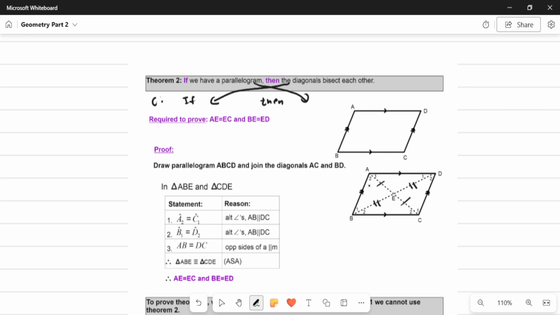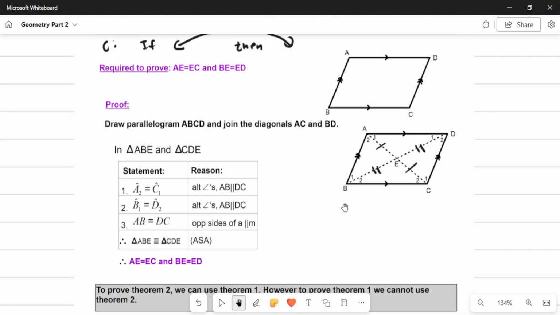And so if you're given a parallelogram, you need to construct the diagonals of this parallelogram and call it AC and BD, right? Now we need to strategically choose two triangles. How do we strategically choose it? It's basically the triangles that make up these diagonals here, right? So that's what you need to remember.